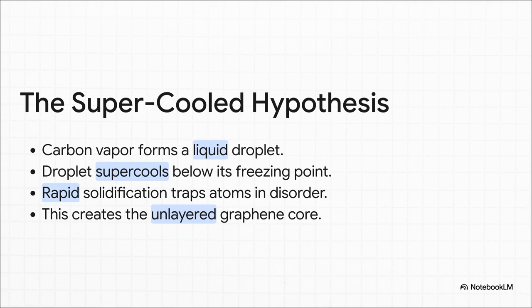The thinking went like this. What if the carbon doesn't form slowly like frost on a window? What if it first becomes a tiny liquid droplet? And then, and this is the key, what if that droplet cools down so fast that it basically flash freezes?